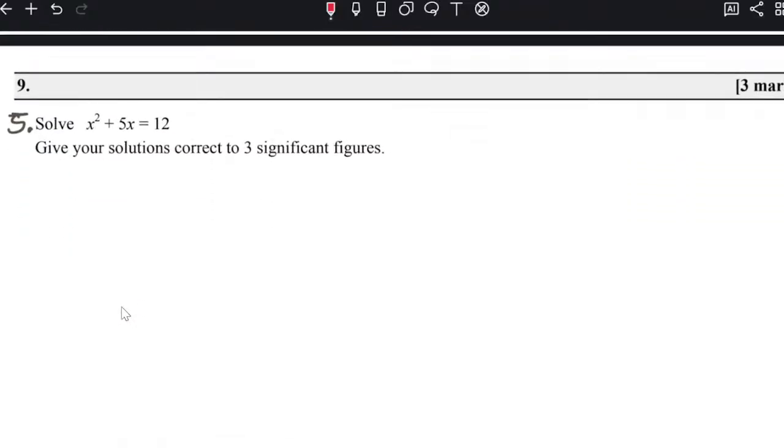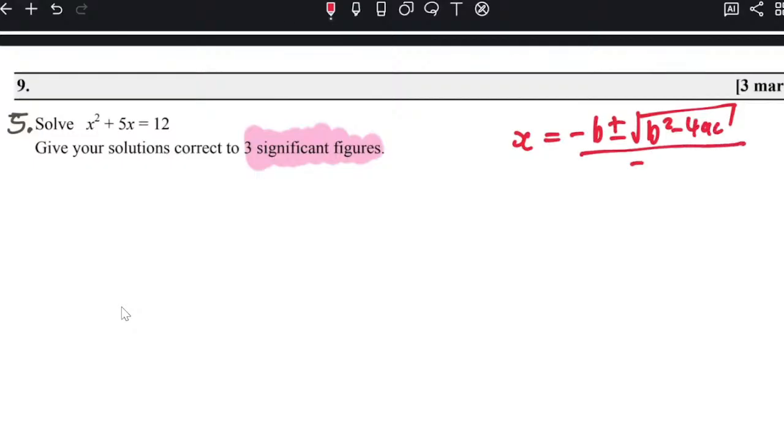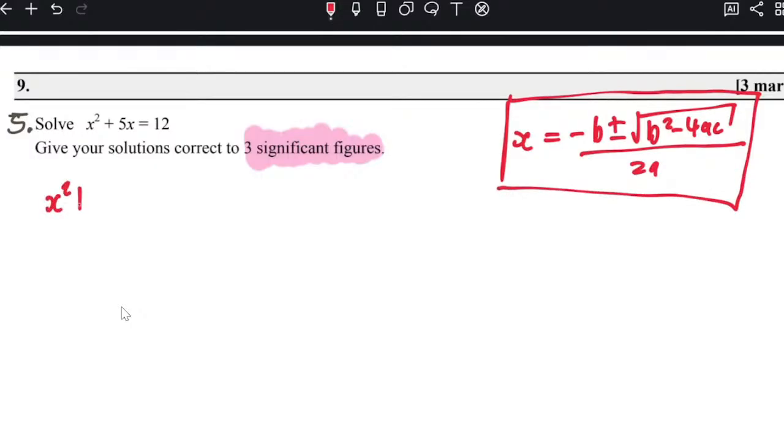Last question. Solve this one, correct to 3 significant figures. We said what you do once they talk about 3 significant figures? Quadratic formula. x is minus b plus or minus the square root of b squared minus 4ac all over 2a. So you're going to rewrite x squared plus 5x is equal to 12. I know it should be equal to 0, so I take 12 to the other side. It becomes x squared plus 5x minus 12 is equal to 0. Now we have it equal to 0. Hooray!